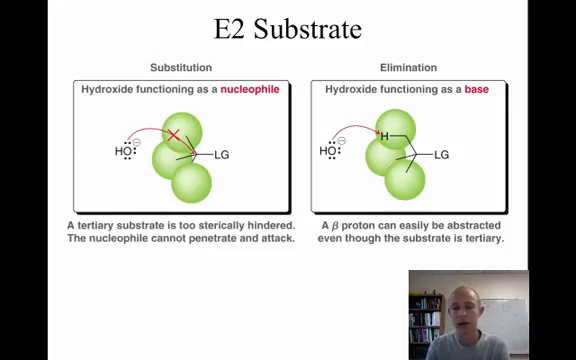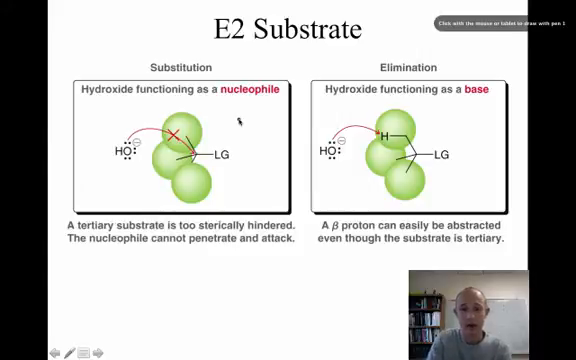Okay, so one thing that you'll learn is that as you increase the substitution, remember, an SN2 reaction won't work at all on a tertiary substrate, and that's because this carbon is blocked. We have these three big groups. So hydroxide is not going to act like a nucleophile on a tertiary substrate.